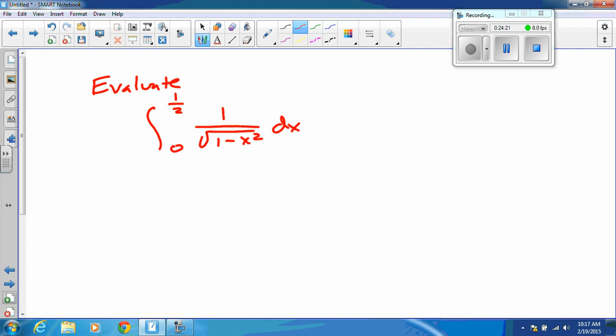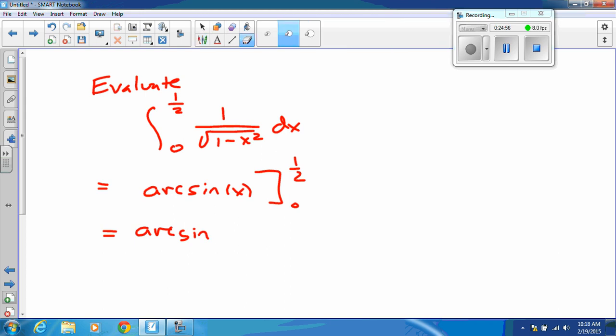Okay, so we look at this and we think to ourselves, fundamental theorem. Can I find a function whose derivative is 1 over root 1 minus x squared? Yes. What is that function? Arc sine, right. Inverse sine, that's right. It equals arc sine of x, and now I'm going to evaluate that from 0 to 1/2. In other words, I'm going to get arc sine of 1/2 minus arc sine of 0.